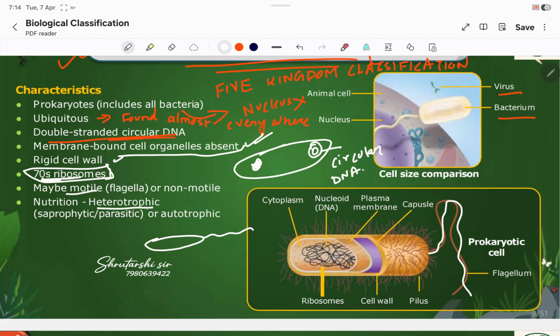The nutrition will be heterotrophic or autotrophic. Autotrophic means they can make their own food, and heterotrophic means they cannot make their own food.